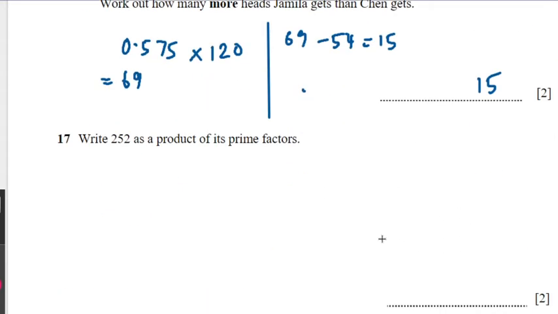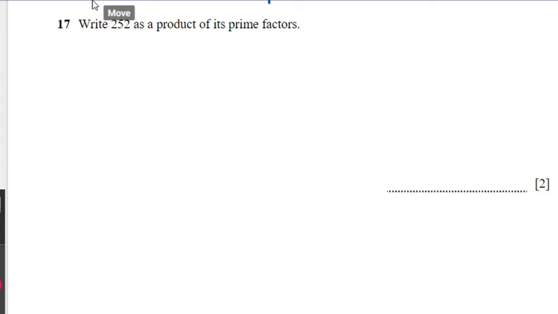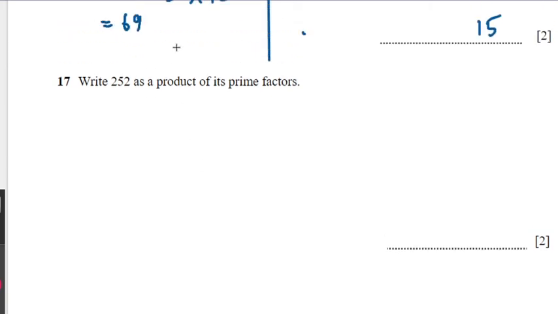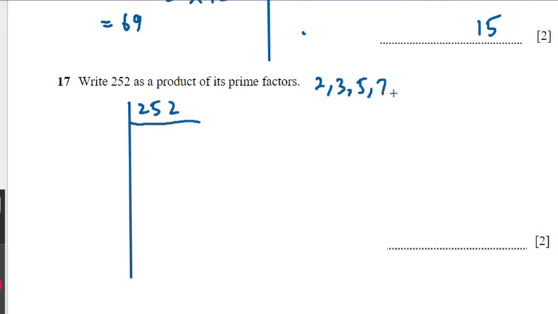Next one. Write 252 as a product of its prime factors. Again, product of its prime factors, so we do the repeated division on 252. You just divide with the prime numbers: 2, 3, 5, 7, 9 is not prime, and 11. I divide by 2 first. 252 divided by 2 is 126, isn't it? Then it's still even, so we divide again by 2.